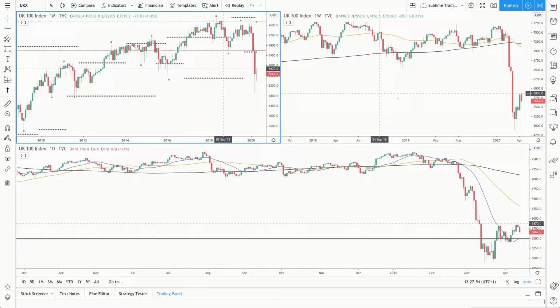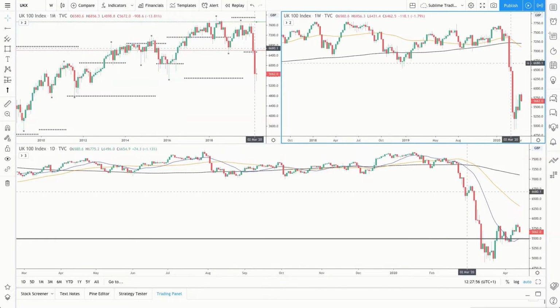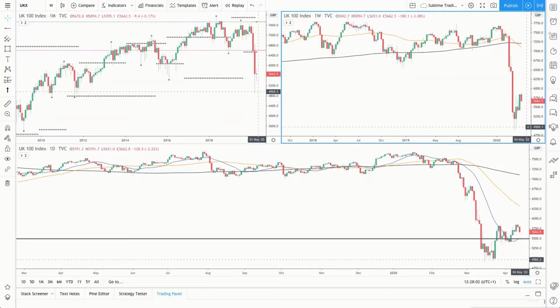If we move across to the weekly time frame, price is still below the 200 and the 50 simple moving averages. We had this weakness to the 5,000 round number where price found support. We've had a pullback, and we can see now following a bullish March that April so far is looking bearish.